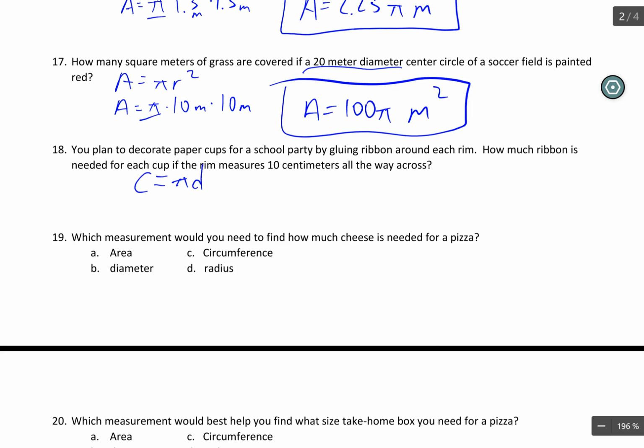Substitute what I know. So I'm looking for circumference, but I do know that my diameter is 10 centimeters. So then that's going to give me that my circumference is 10 pi, and our units are centimeters.